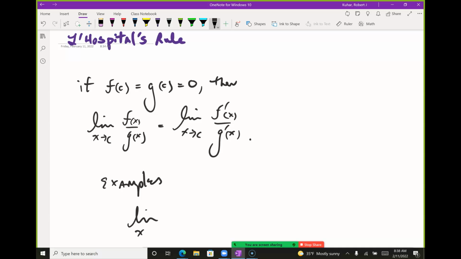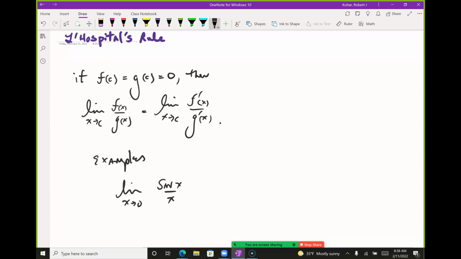So let's just do a real simple one first. The limit as x goes to 0 of sine of x over x. We already know the answer is what? What's the limit of sine of x over x as x goes to 0?